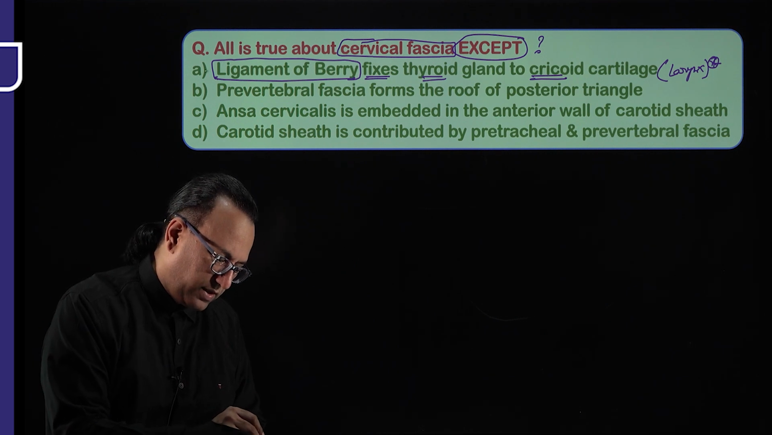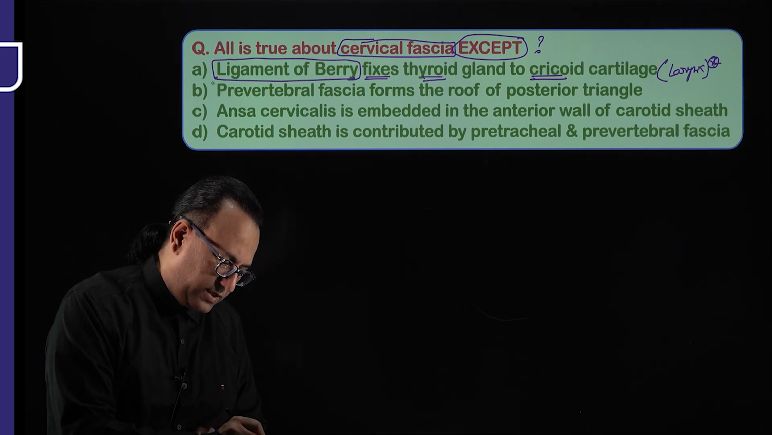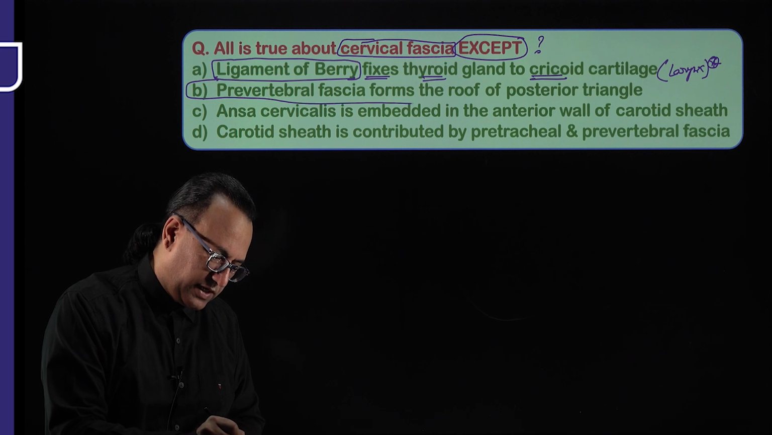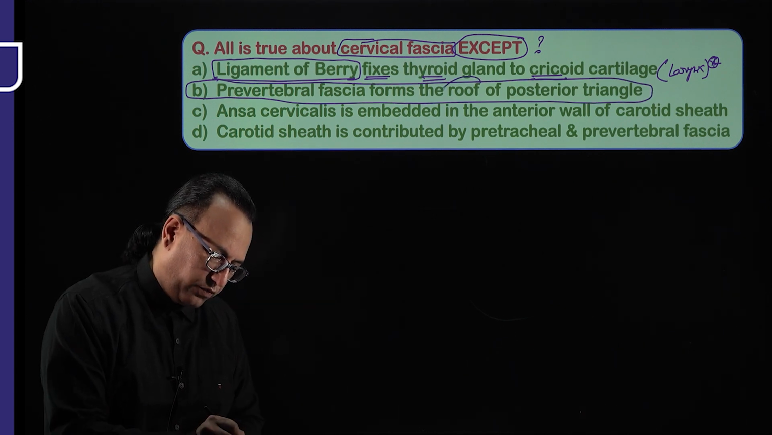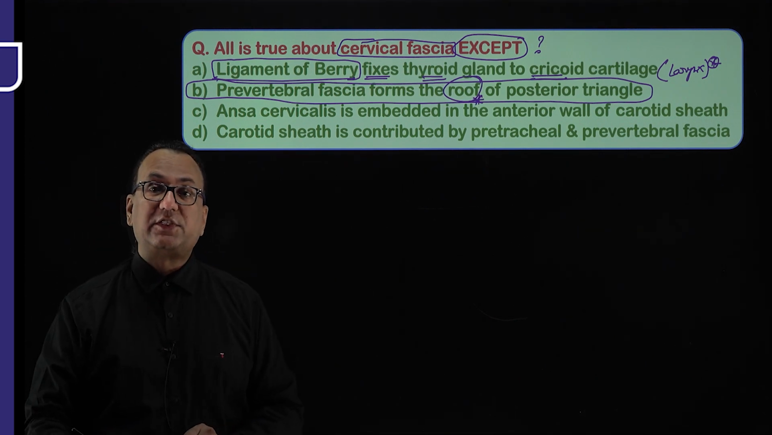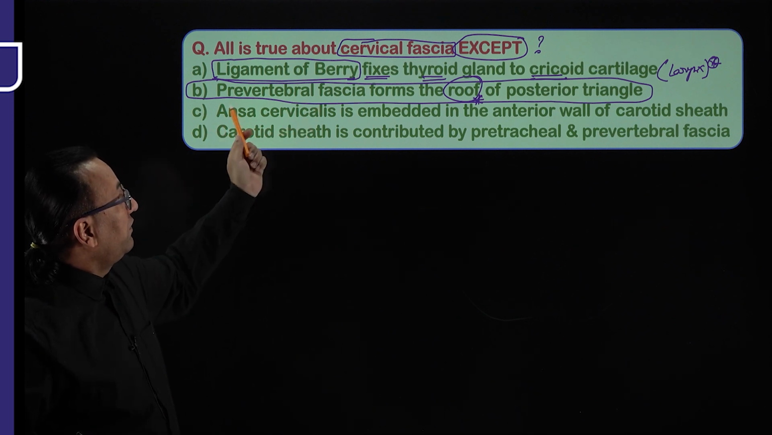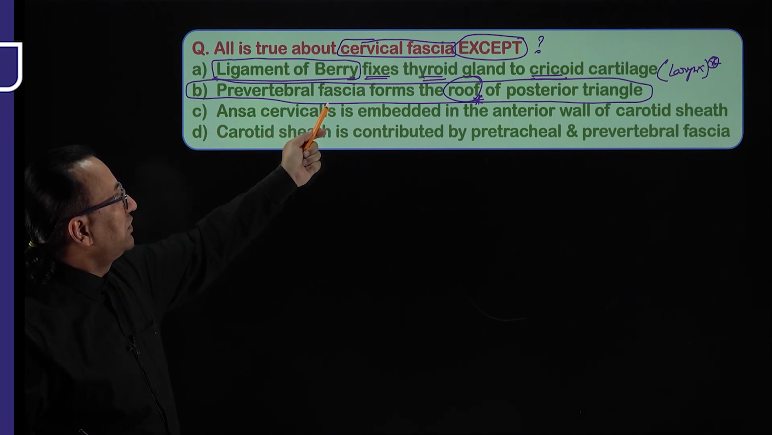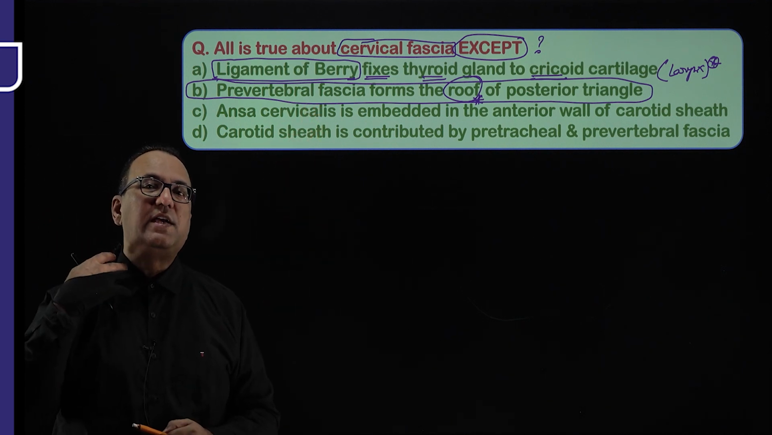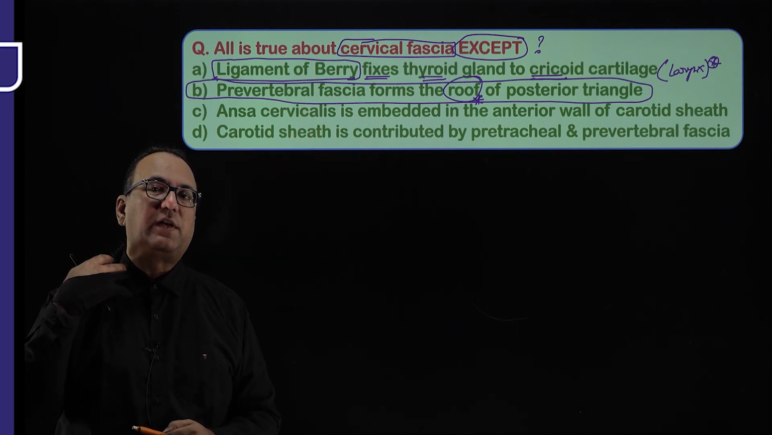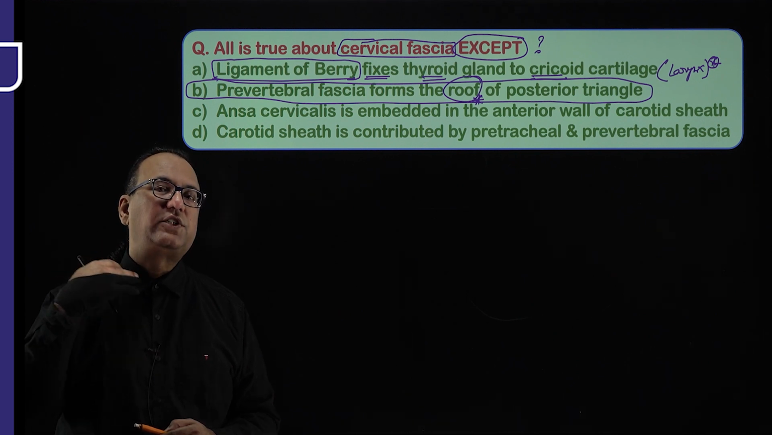No problem here. Then what about choice number B? As we read choice number B, prevertebral fascia is forming the... No, it is not forming the roof. If you remember, the roof is formed by the investing layer of deep cervical fascia. In fact, the prevertebral fascia was at the floor of the posterior triangle, covering some muscles like we have discussed, the scalenus medius, scalenus posterior, levator scapulae. These muscles are at the floor of the posterior triangle covered by the fascia. On the floor of the posterior triangle, that is prevertebral fascia.